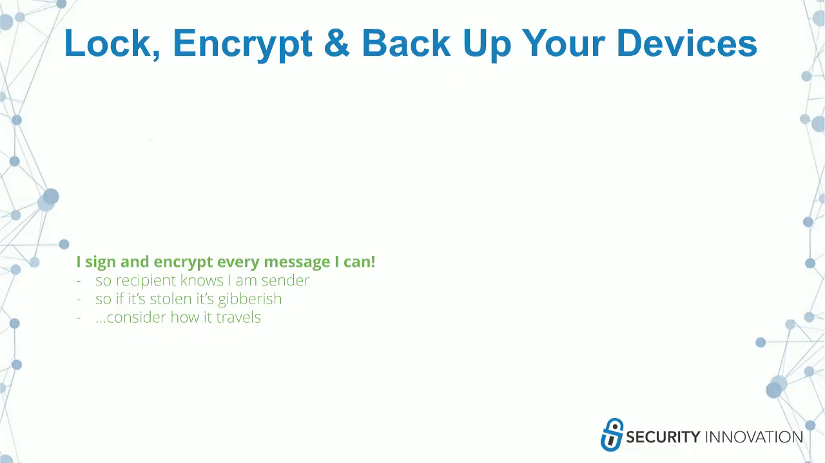All right. Let's talk about locking and encrypting and backing up your devices, right? So what I do when I send email is I encrypt and I sign every message. Now it's not really trivial, right? You have to set it up, but what happens is that the recipient knows that I am really the sender, right? Nobody spoofed that message. And even if it's stolen, even if somebody reads that message, the integrity of that message is protected, right? Because it's all encrypted. It's gibberish to somebody who cannot decrypt it, right?